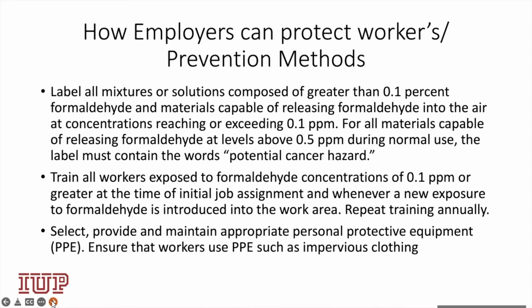It's also going to be important to train all workers exposed to formaldehyde concentrations of 0.1 parts per minute or greater at the time of the initial job assignment and whenever a new exposure to formaldehyde is introduced into the work area. It's also important to repeat this training annually and also to select, provide, and maintain appropriate PPE. And also want to ensure workers use PPE such as impervious clothing.